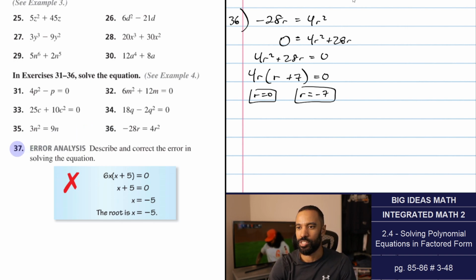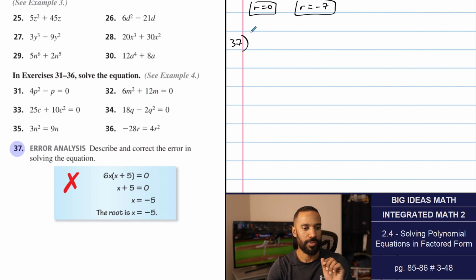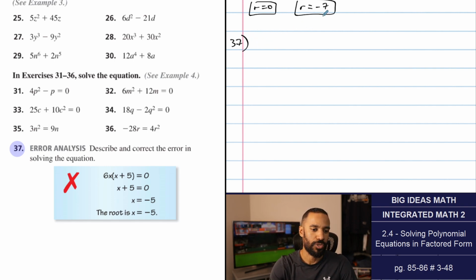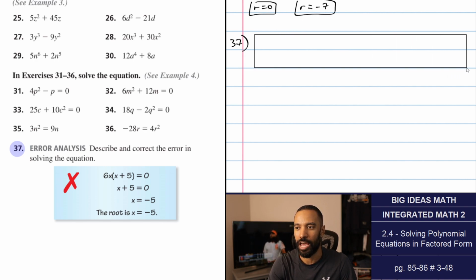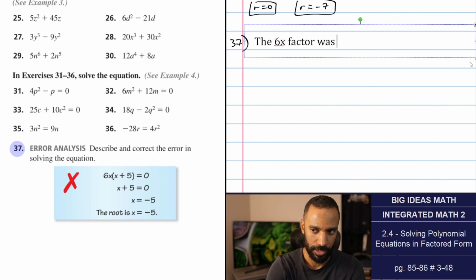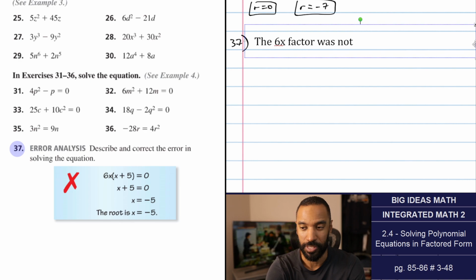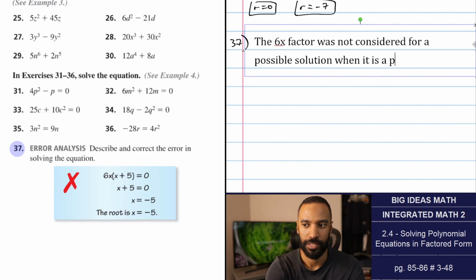All right, error analysis. Let's see where they mess things up here. Describe and correct the error in solving the equation. 6x times the quantity x plus 5 equals 0. So x plus 5 equals 0, and you subtract 5 over, you get x equals negative 5. We get the root is x equals negative 5. Well, they forgot about the 6x portion. The 6x factor was not considered for a possible solution when it is a part of the zero product.